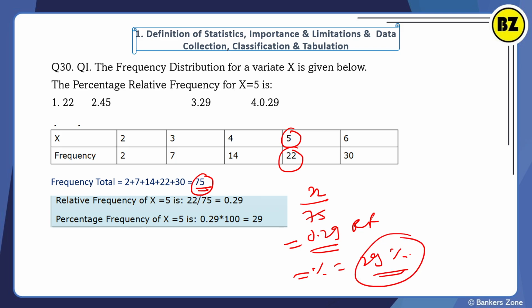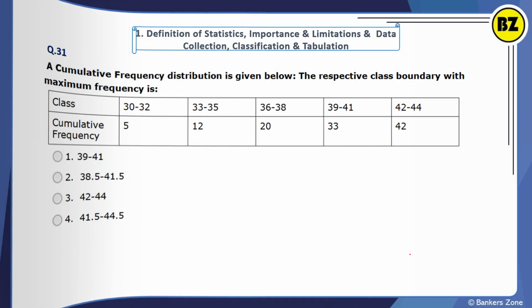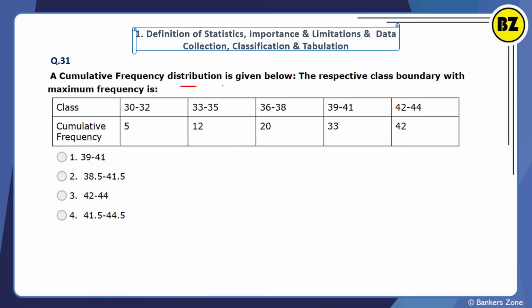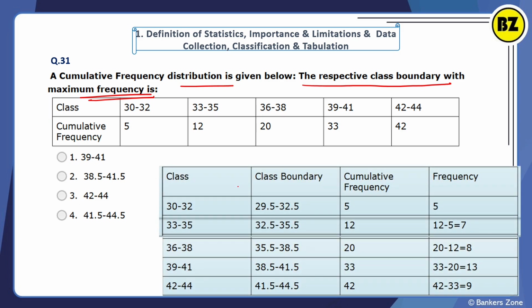Okay, very easy. Next, the cumulative frequency distribution is given below. We need the respective class boundary with the maximum frequency. So it is important. See, this is a lengthy question. We have to identify the class boundaries. Now see the solution part. This is the given data. Now see the solution part here. The classes they have given, and the class boundaries which we have to find.